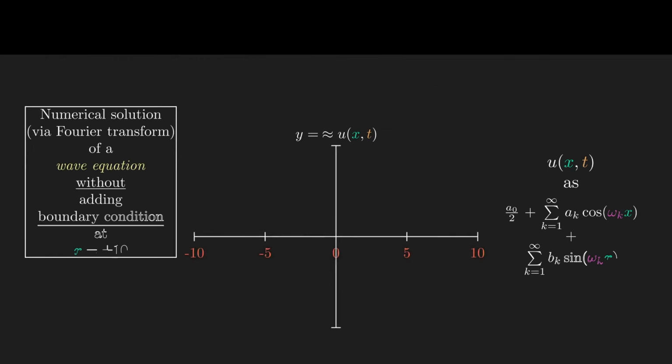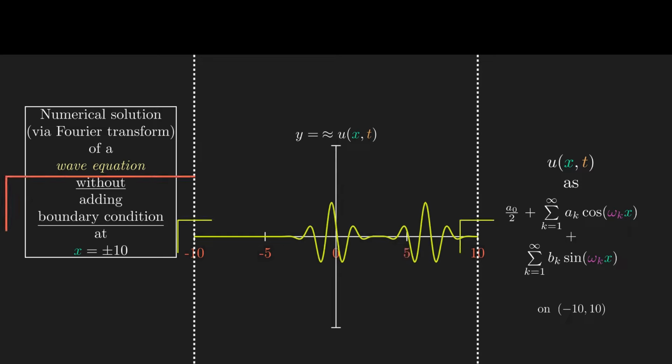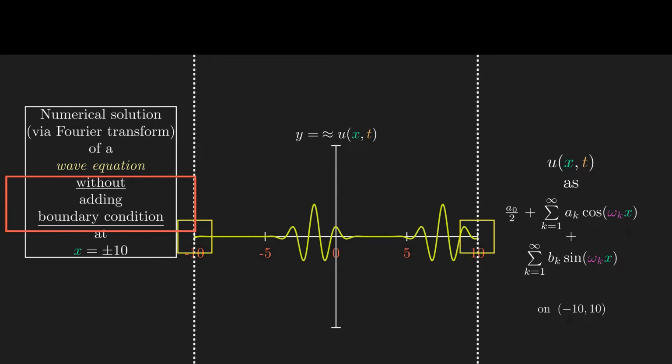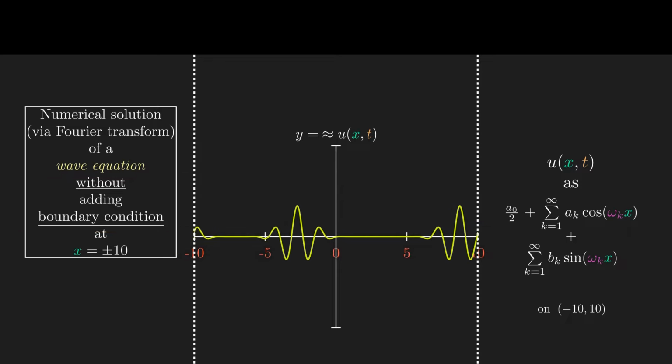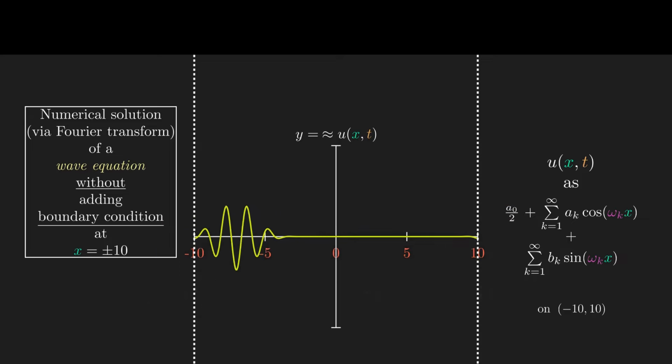Since Fourier series is periodic with period of 2L, then a numerical solution of a wave equation via Fourier transform will also have periodic solution. This is true if we don't add conditions at the boundaries. In this example, the period is 20, and you can easily see that each boundary is like a door to go through to the other boundary.